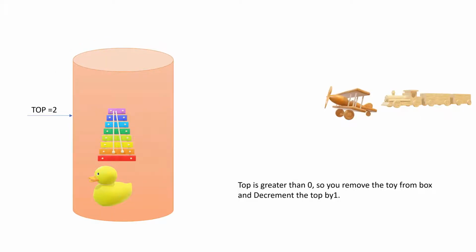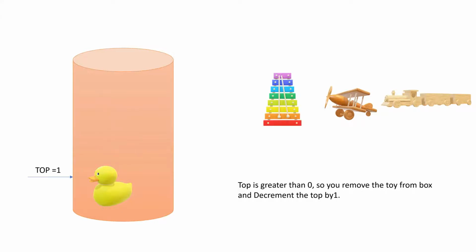Now the top pointer indicates the element 2. Now you can remove an element and decrement the pointer by 1. The top pointer is 1. You can again remove one more item from the stack, that is from the box, and you can decrement the top pointer by 1. Now the top is 0.